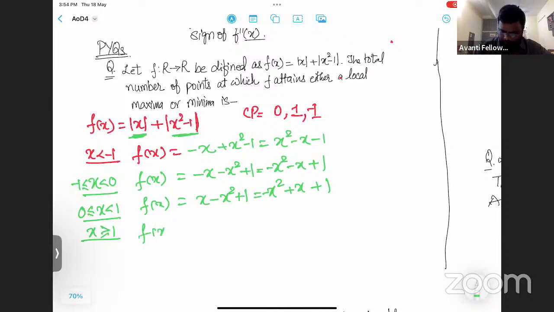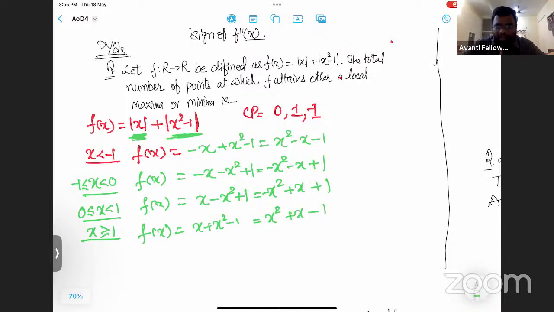what we'll get? f(x) is equal to, this will be positive. The first bracket is positive, and also the second modulus will be positive. So what we'll get? x plus x square minus 1, which is nothing but x square plus x minus 1. So now the thing is, we got 4 definitions of f(x). We need to find the possible points of maxima and minima.